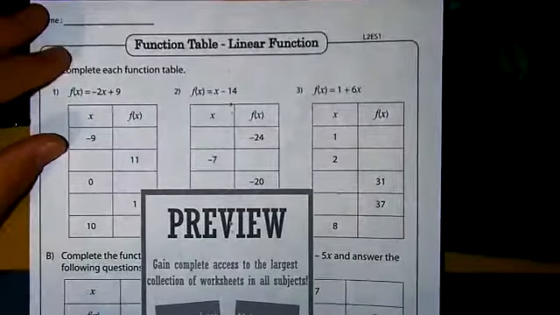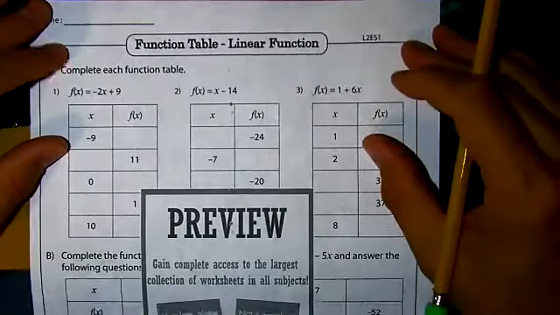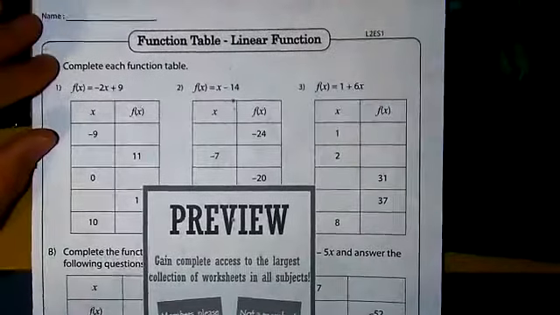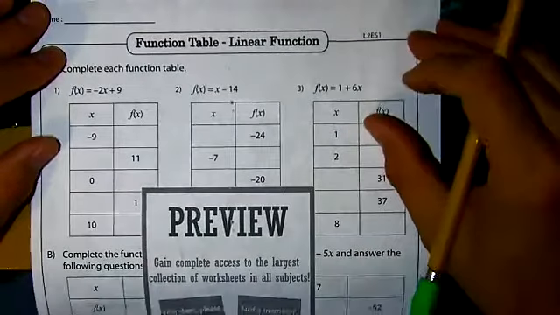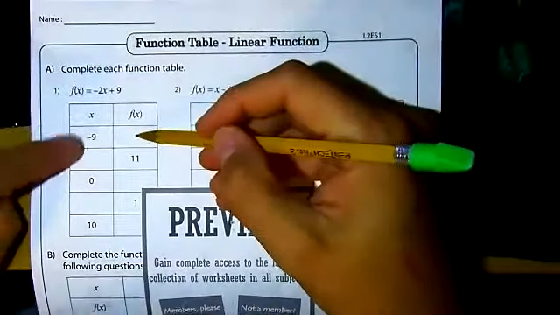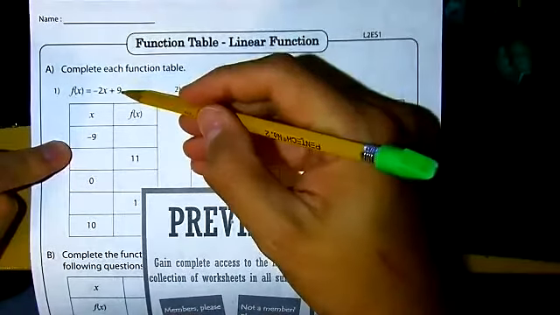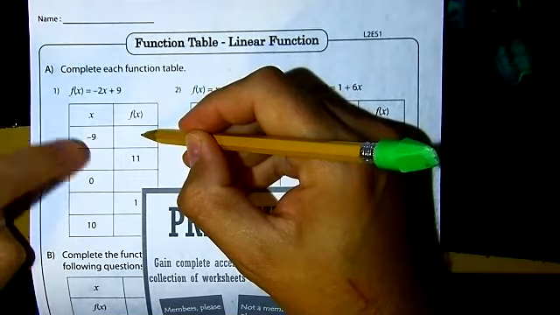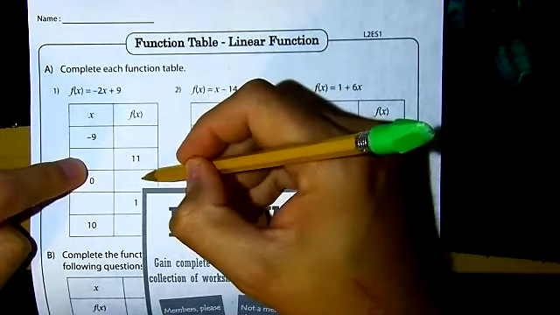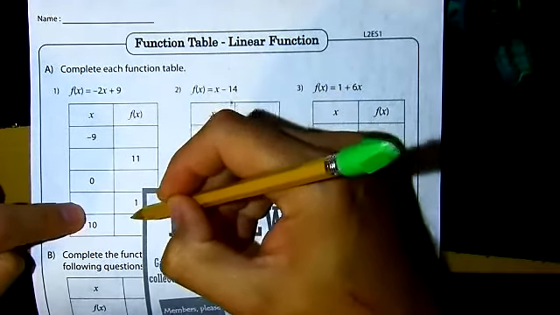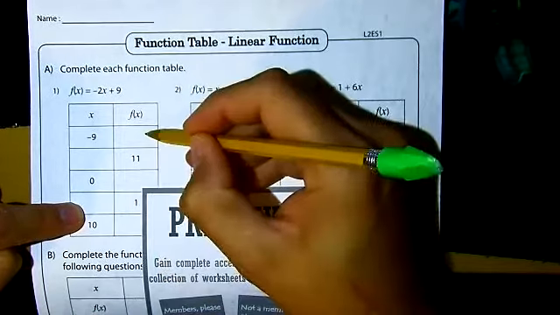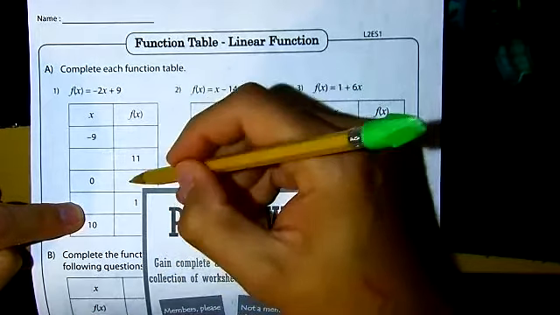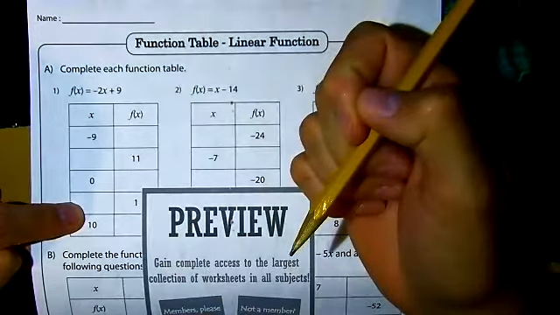And I have seen problems exactly like this on the GED. Now, this is a preview because I didn't want to pay for it, so we're just going to work around the preview. So you see, you've got a function, you've got a missing f of x, missing x, missing f of x, missing x, missing f of x. They want you to drag numbers in and drop them in these boxes on the GED.